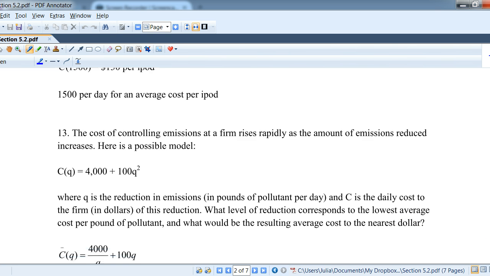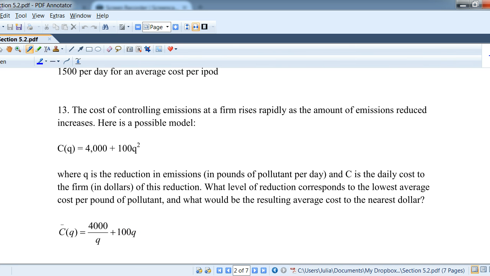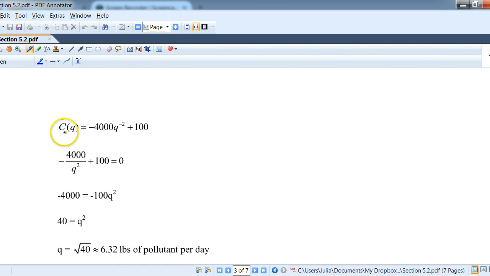If you note, it's very similar to the previous problem. If you read through it, you have to find the average cost, so divide the cost by Q. It's a very similar problem. And then to find the minimum, we take the derivative of the average cost, which happens to be negative 4,000 Q to the negative second power plus 100. Once again, set it equal to 0. Move the Q squared to the other side.